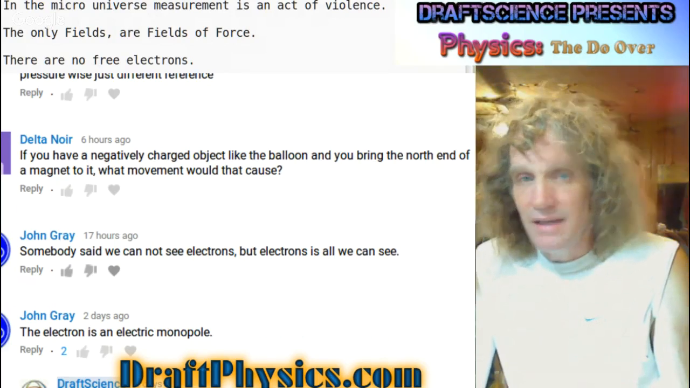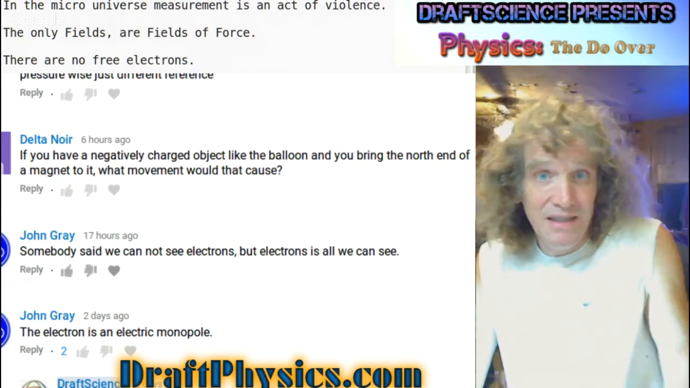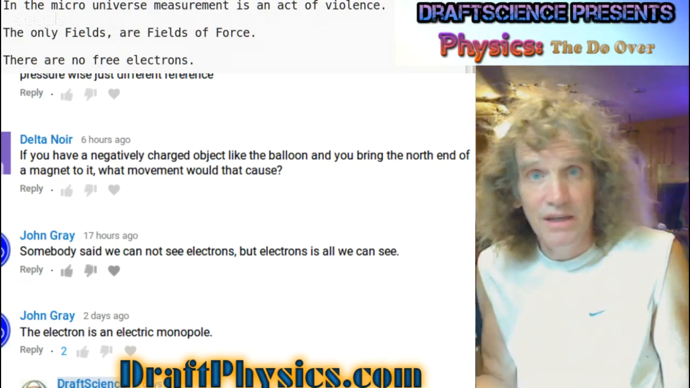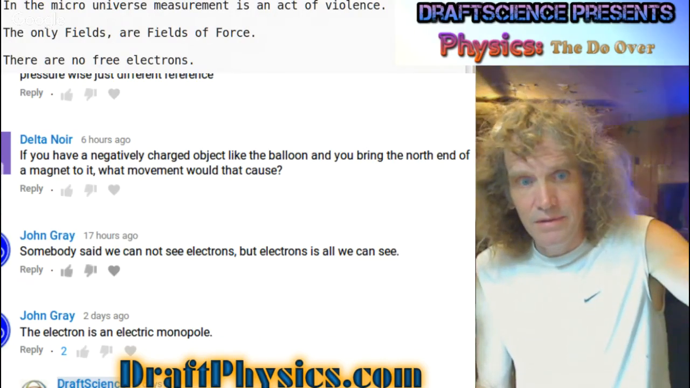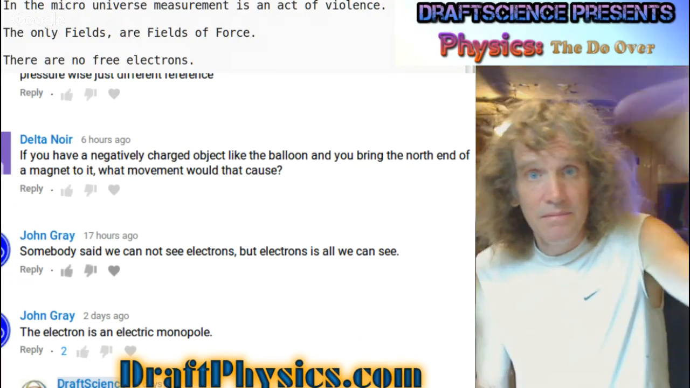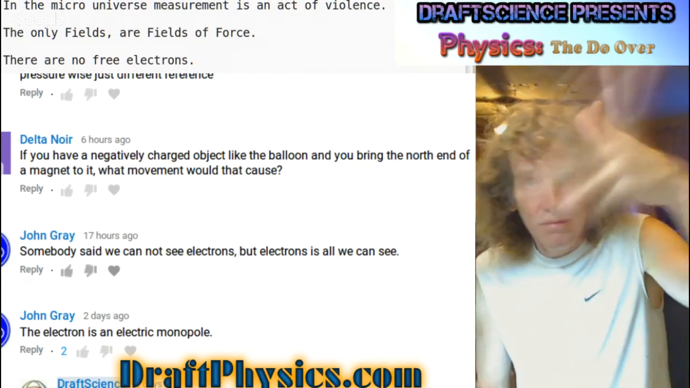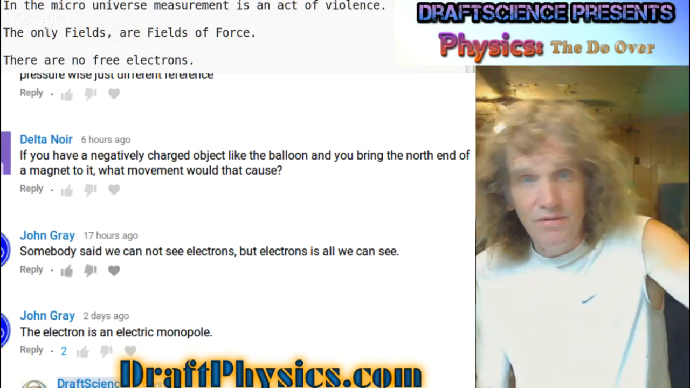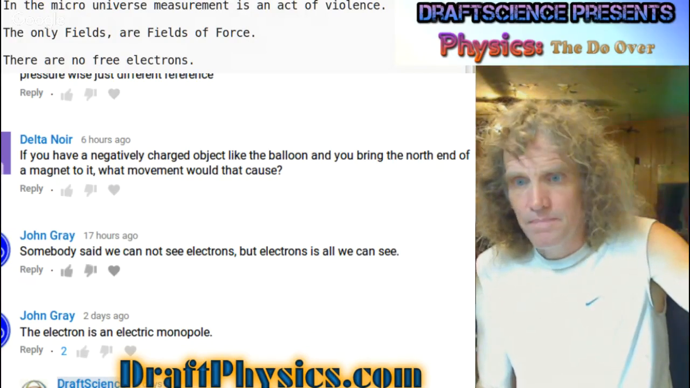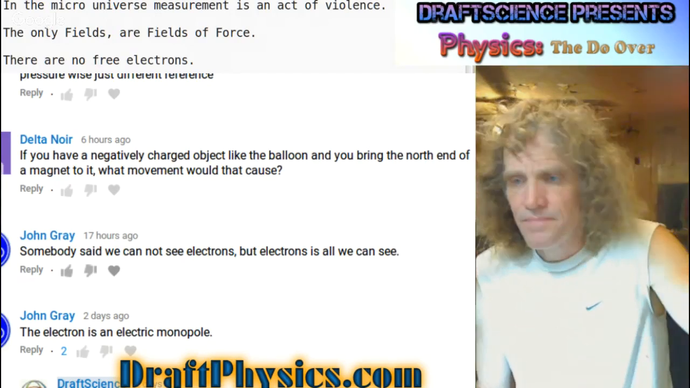But anyway, somebody said we cannot see electrons, but electrons are all we can see. It all depends on what you're calling seeing, right? Because we don't see it very well, just like we don't see stars very well in the sky. We're seeing a blob of light bouncing around. We don't have any resolution at all for distant objects. Very difficult to see them. They just turn into blobs.